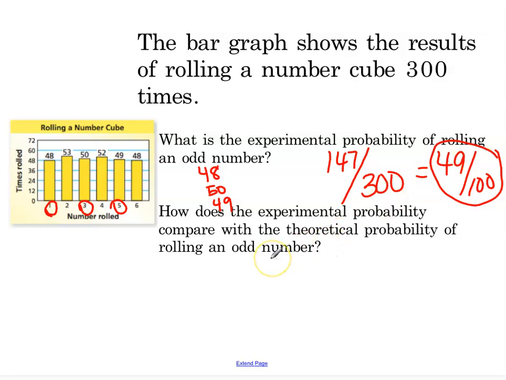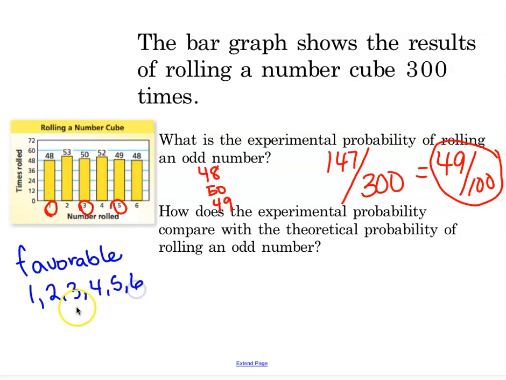Okay? So how does the experimental probability compare with the theoretical probability? Well, if you are rolling a number cube 300 times, every outcome should be equal. So we know there were 6 possible outcomes, because it was a 1, 2, 3, 4, 5, and 6, right? We can have 6 outcomes. So out of the 300 times you rolled, every number theoretically should have come out an even amount of times.